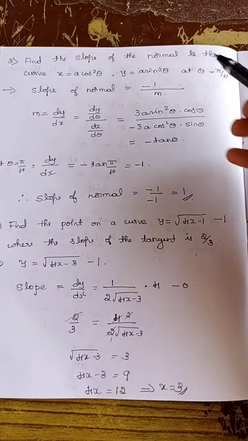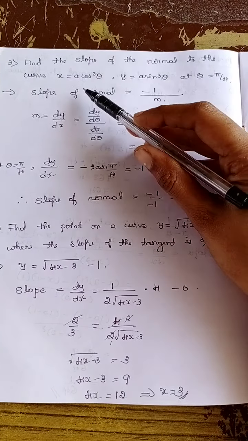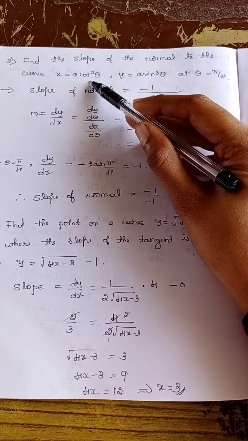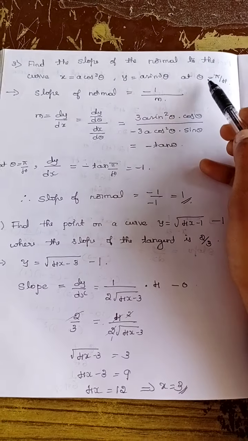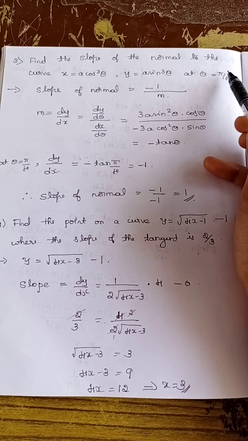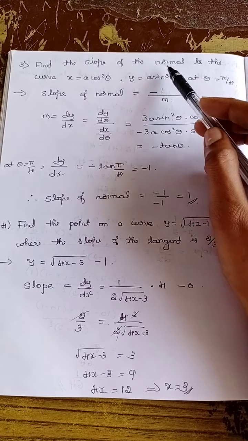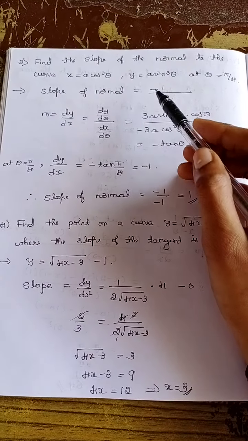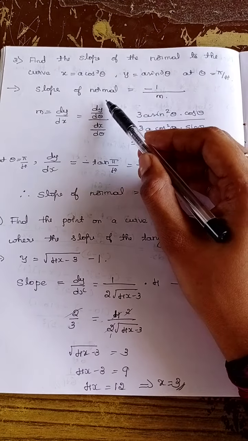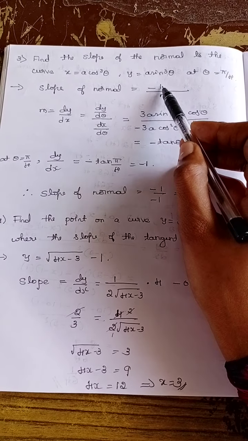Next is find the slope of the normal to the curve x is equal to a into cos cube theta and y is equal to a sin cube theta at theta is equal to pi by 4. To find the slope of a normal, first we have to find the slope of a tangent, that is the m value we have to find. The slope of a normal formula is minus 1 by m.